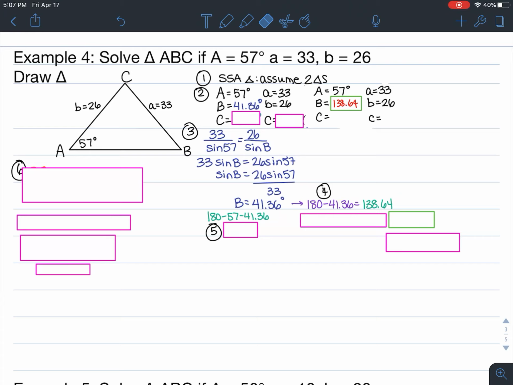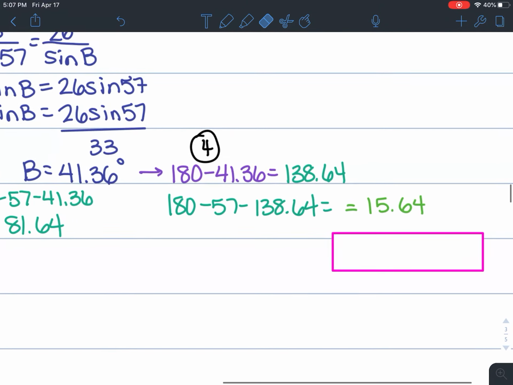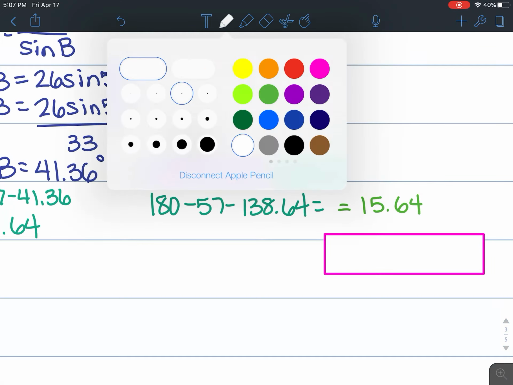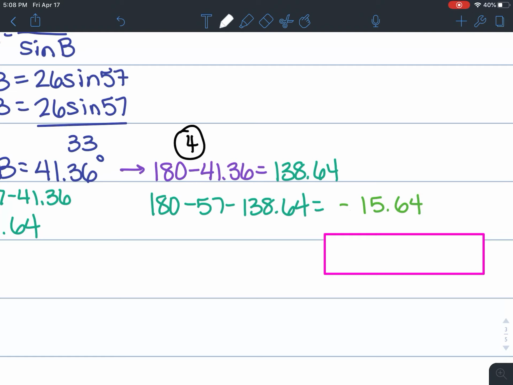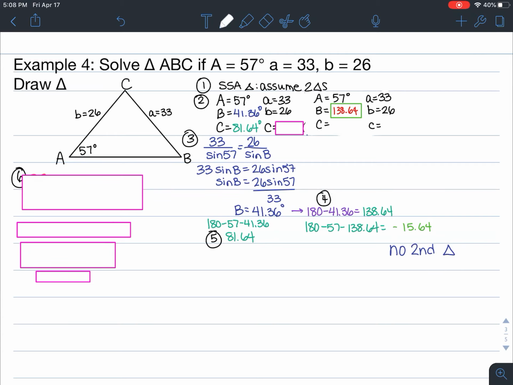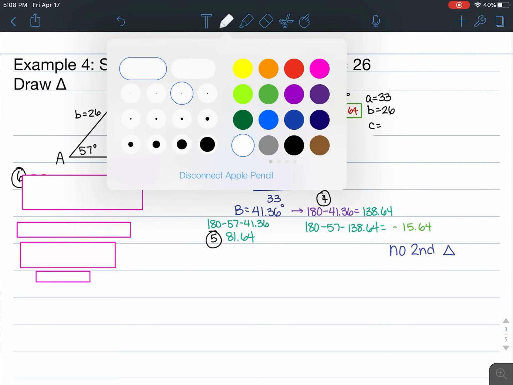Okay, so that's 180 minus 57 minus 41.36. That's for triangle 1. That's 81.64. And for triangle 2, that's going to be 180 minus 57 minus 138.64. But that is negative 15.64. I made a little error there. And so I can't have a negative angle. And so that means there is no second triangle.